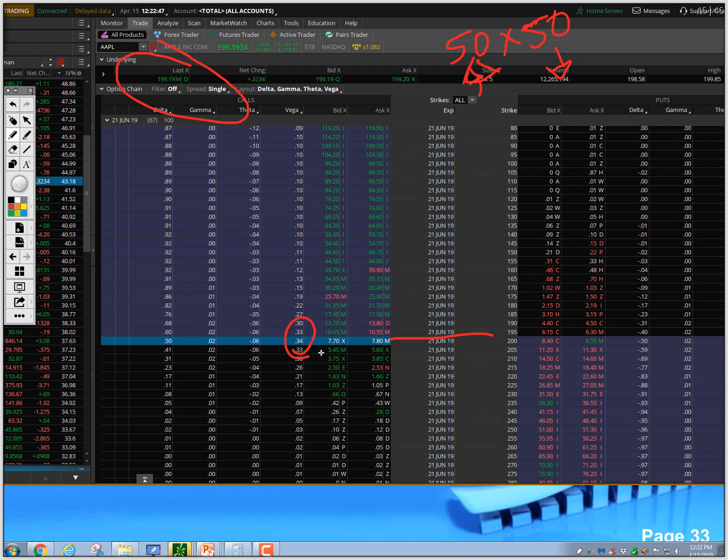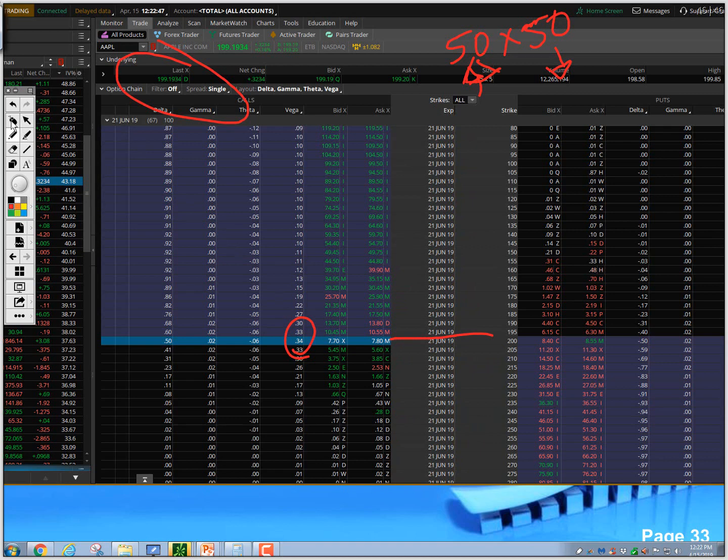And then if I was directionally wrong and the market went down, I would still be okay. All right. So that is something we can take advantage of. Any other questions so far?